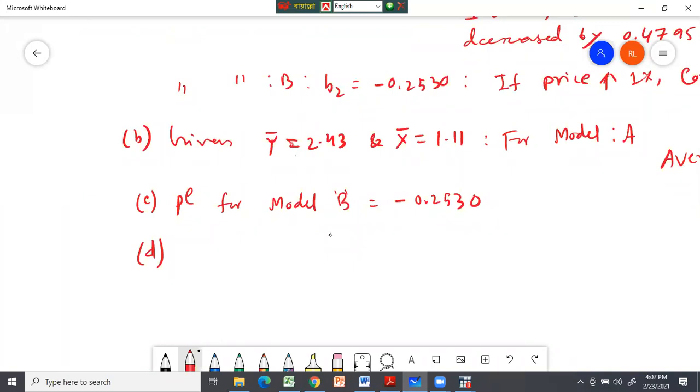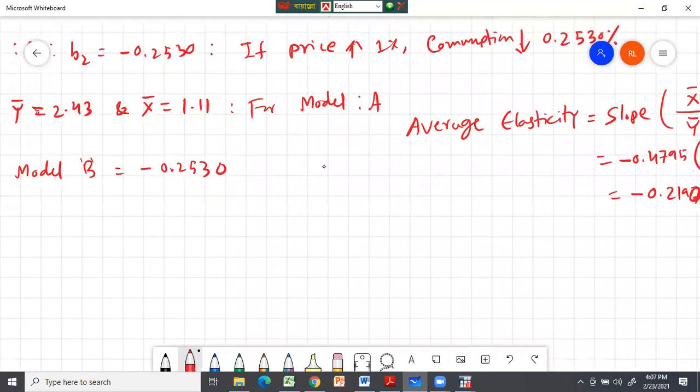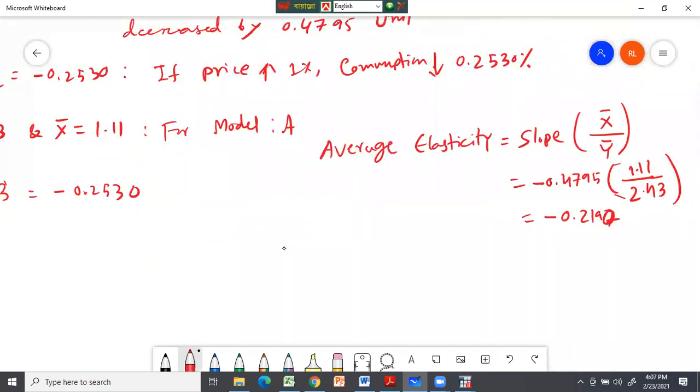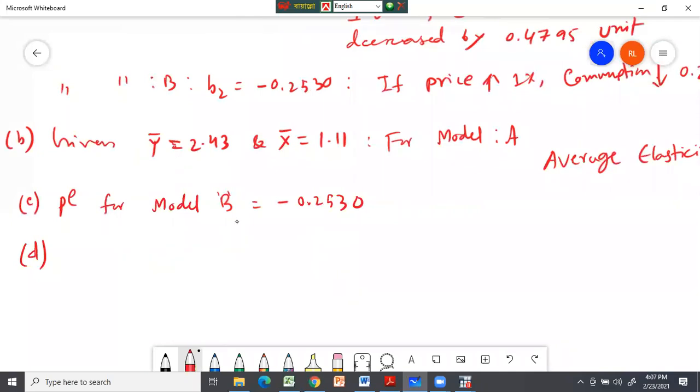Number D, from the estimated elasticities, can you say that the demand for coffee is price inelastic? যে elasticity আপনি ক্যালকুলেট করলেন for both model A and B. For model A, elasticity is found -0.2190. For model B, it's already calculated -0.2530. So can you conclude that it is elastic or inelastic, or perfectly elastic or perfectly inelastic, or no elastic?